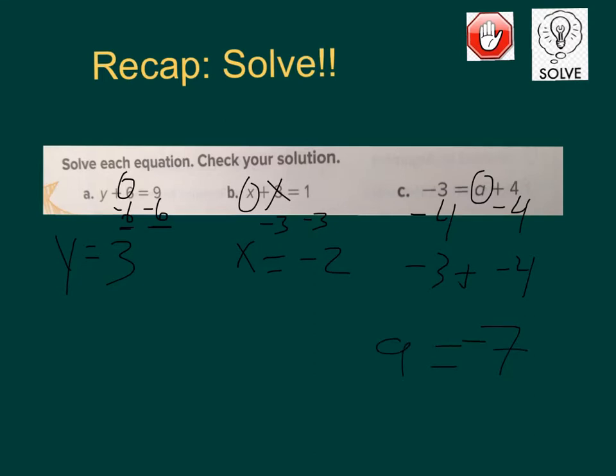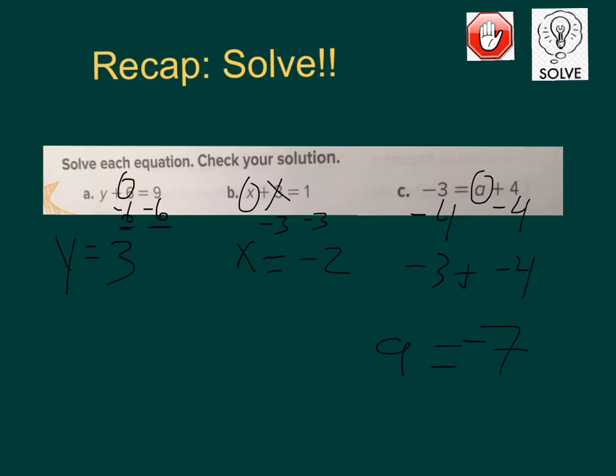The beauty of algebra is that I should never be wrong, because I can plug the value back in. 3 plus 6 does equal 9, so I know I'm right. Negative 2 plus 3 equals 1, a true sentence. And negative 7 plus positive 4 equals negative 3. Again, I've proved I'm correct. If you got any of those wrong, make sure you stop and ask me a question so we can get back on the right page before we move forward.